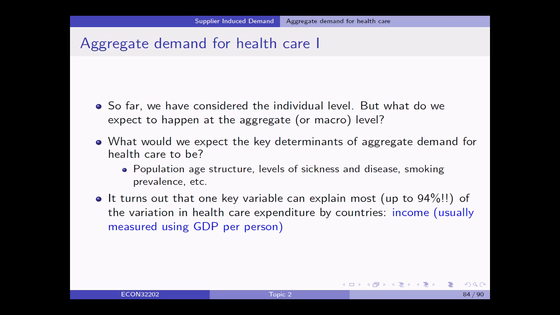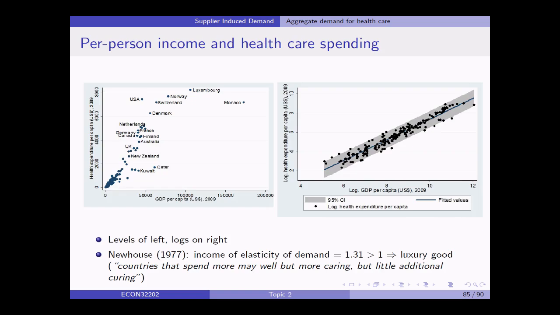Richer countries spend more money on healthcare. And essentially 94% of the variation in healthcare expenditure is explained by variations in income. So GDP per person is by far and away the single most important thing in determining aggregate demand for healthcare. So this is just a figure from the Morris book.